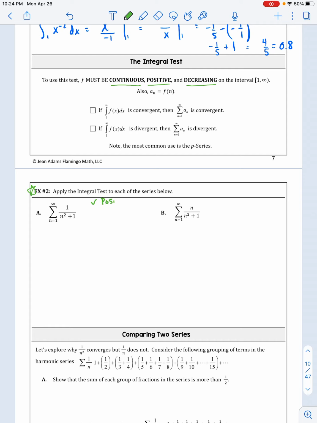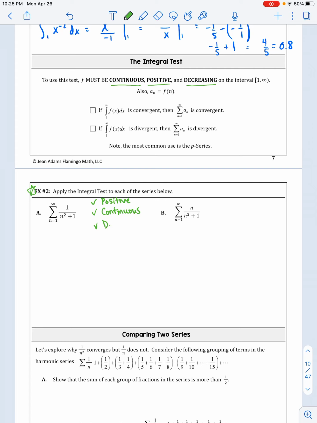So this one specifically says to apply the integral test to each of the series below. So I do need to check to see if it's always going to give me something that is positive. And if you look at this, any n that you're putting in, we're putting in all positive n's, but it's going to always give you a positive value. Now I have to decide, is it continuous? Well, there's nothing that will give me -1 here that would give me division by 0, so it would be continuous, okay? And then lastly, is it decreasing?